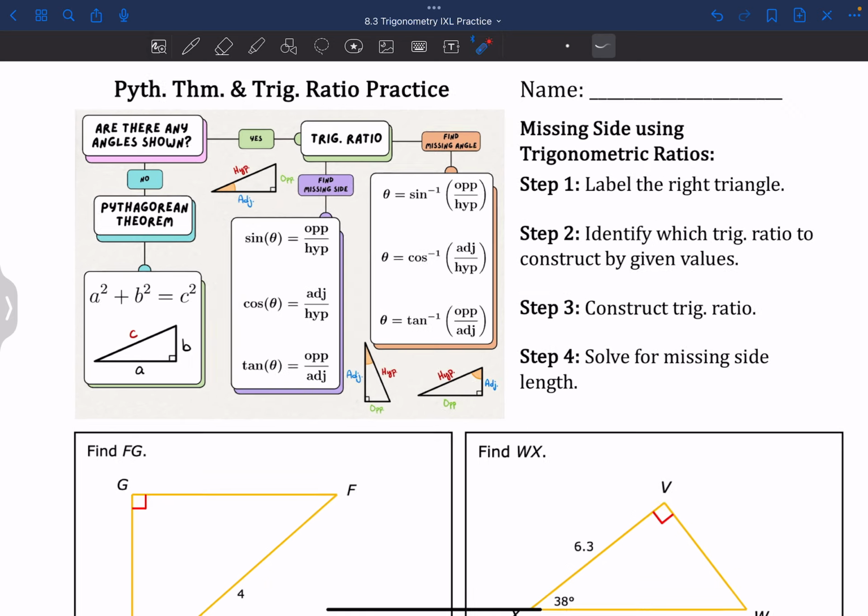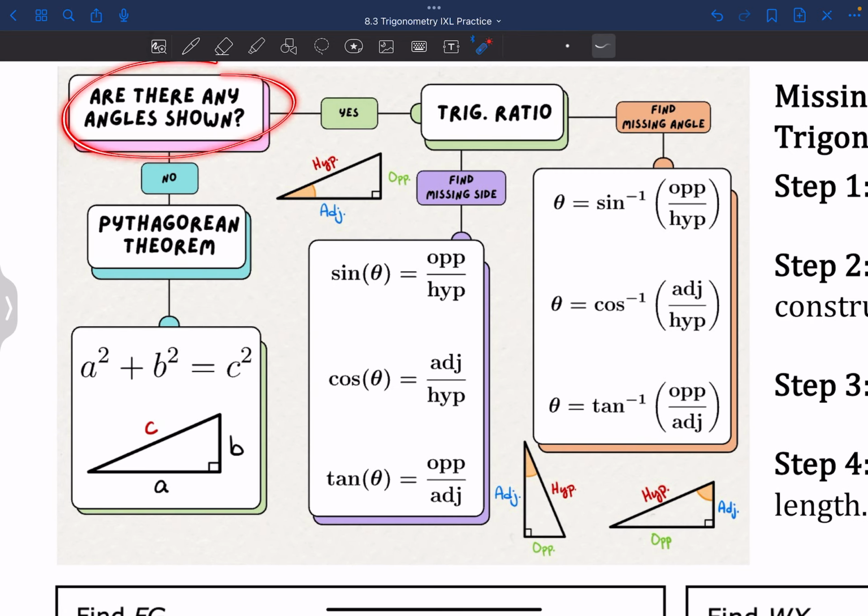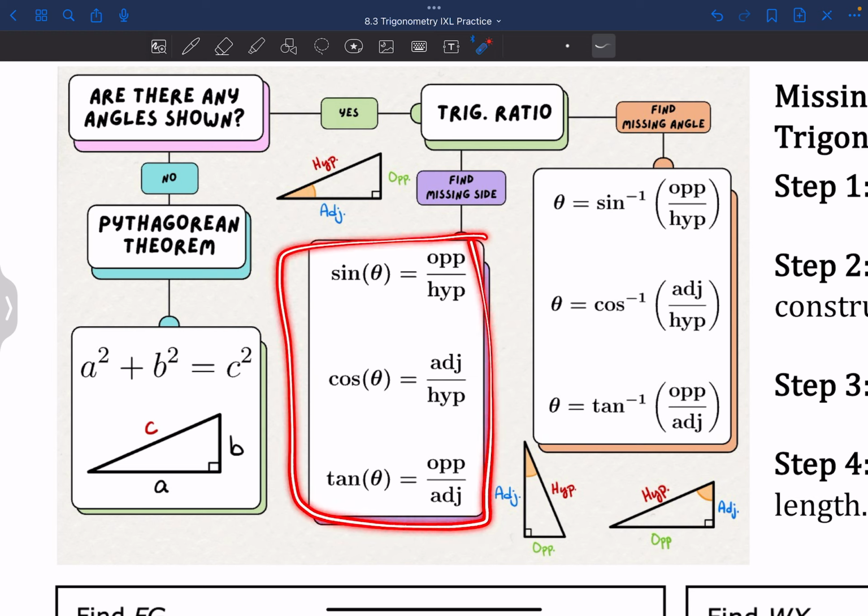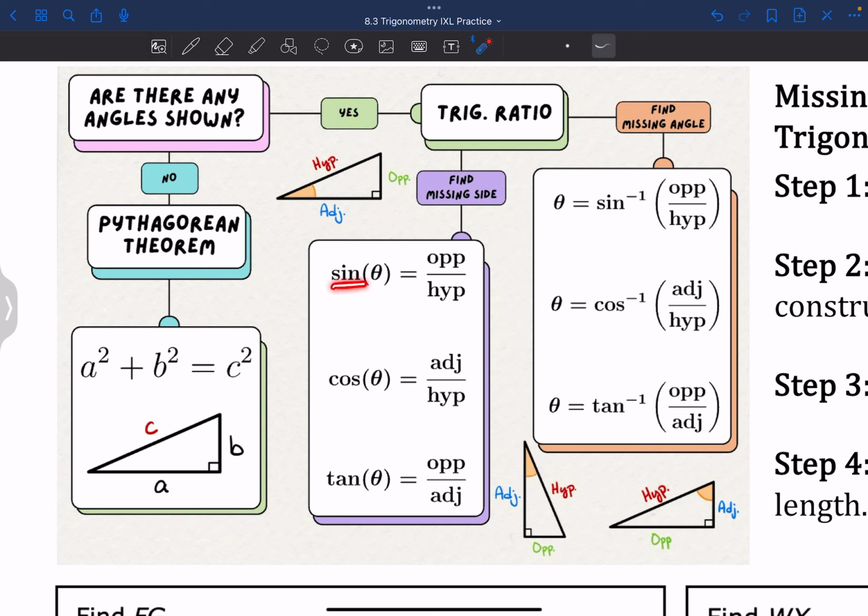Okay? So if we look right here in this diagram, are there any angles shown? Yes, we are going to be using trigonometric ratios because we will be using angles. We are not looking for missing angles. We are looking for the missing side. So we're going to utilize the trigonometric ratios that we constructed in the last video. Again, sine of angle theta is equal to the opposite side over the hypotenuse. Cosine of theta is equal to the adjacent over the hypotenuse. And tangent of angle theta is opposite over adjacent.